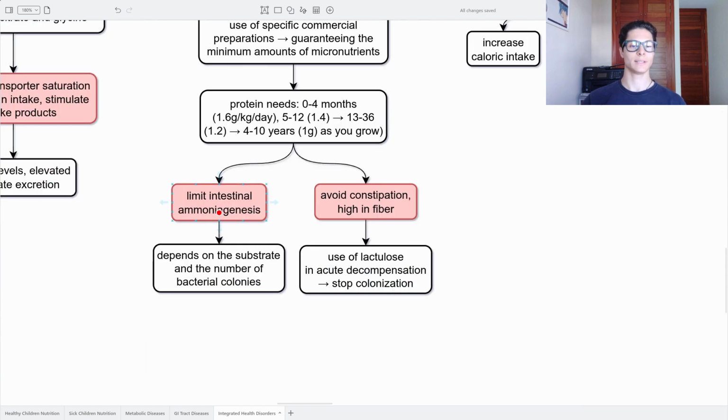We have to limit the intestinal ammoniagenesis, and it depends on the substrate and the number of bacterial colonies. And we have to avoid constipation. To do that, we provide high fiber. The use of lactulose in acute decompensation will stop the colonization, which is then beneficial for limiting intestinal ammoniagenesis.